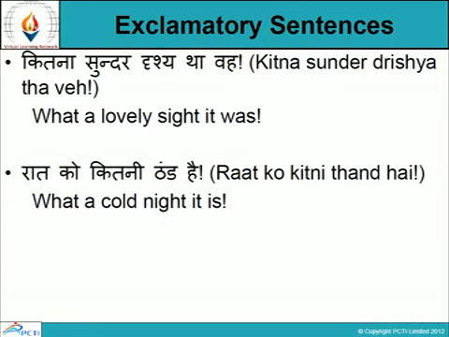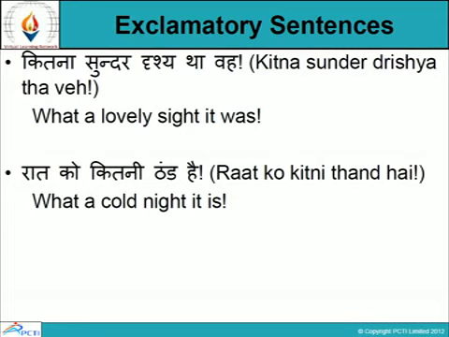Now exclamatory sentences are those in which we sometimes have sudden emotions. So these sentences are exclamatory sentences. कितना सुंदर दृश्य था वह. Sometimes when we see some beautiful picture or beautiful scene, we say what a lovely sight it was. कितना सुंदर दृश्य था वह. What a lovely sight it was.